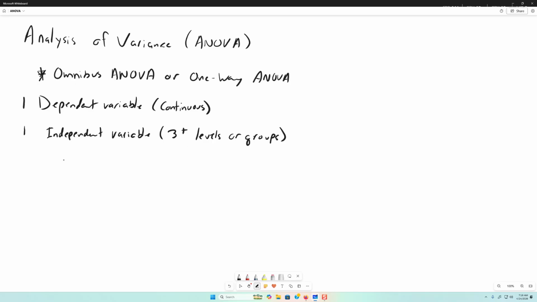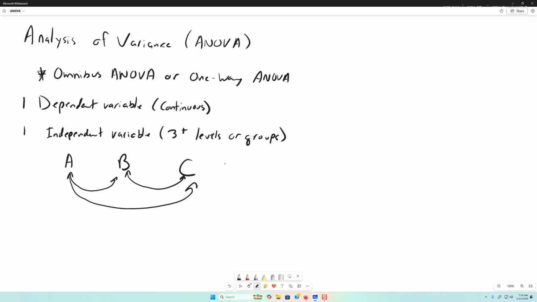So let's say we have three groups, A, B, and C. We can compare them two at a time, right? We can compare A and B. We can compare A to C. We can compare B to C, right? So there's basically three two-way tests or three t-tests, right?